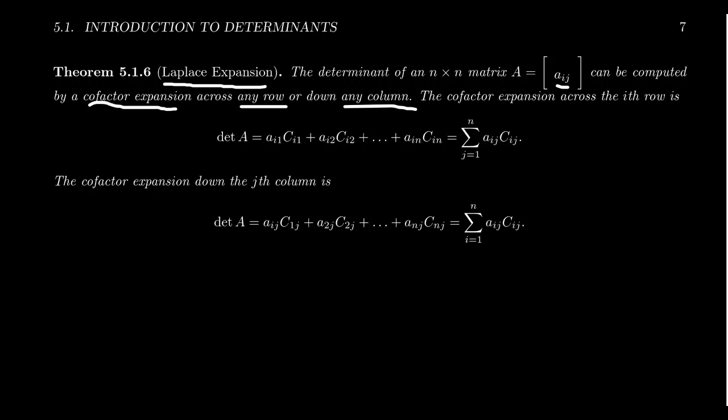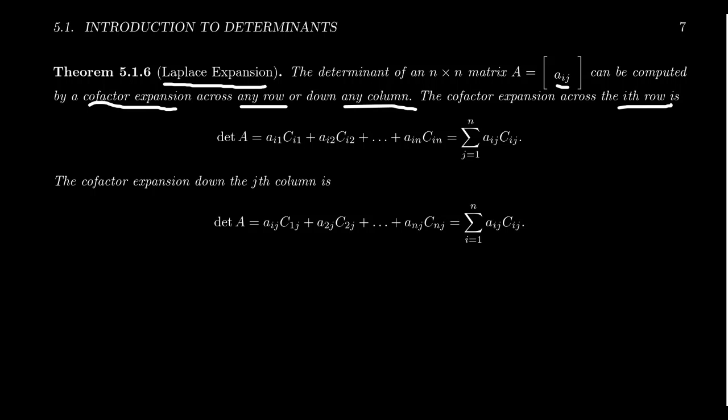If we were to expand across the ith row, we would have the basic formula right here. j would range from 1 to n, that is, you go across all the columns. You'll take the Aij number and the Cij cofactor. What that means is the row would be fixed, the ith row, but the column changes: first column, second column, third column, nth column. And that's true for the entry in the matrix and the associated cofactor.